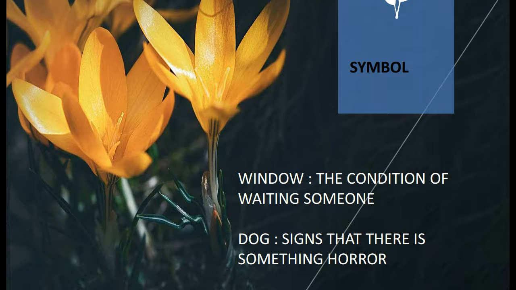And then the second is the dog. The dog senses that there is something horrible, or sometimes the dogs are sensitive animals, so the dog can be the symbol.